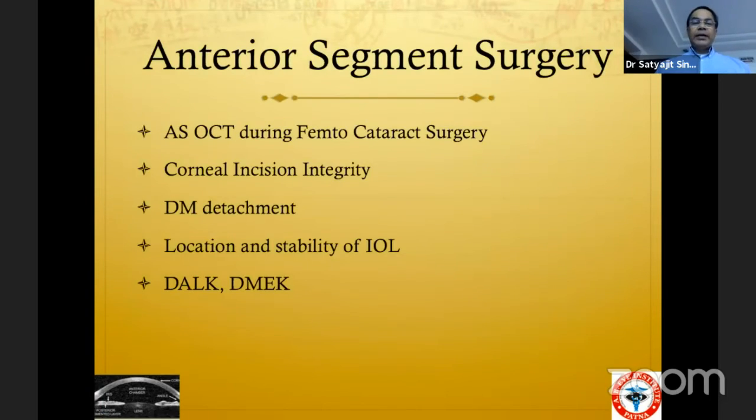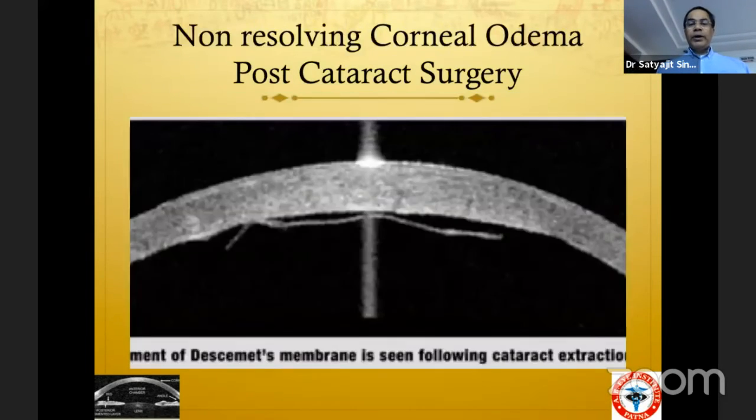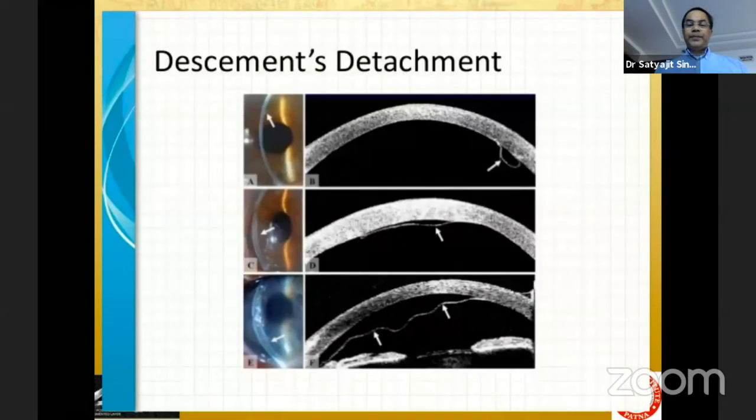In anterior segment surgery, it's useful in femtocataract surgery. Corneal incision integrity is seen with this anterior segment OCT. You can see DM detachment. You can see the location and stability of the IOL, and it's useful in DALK and DMEK. So post-cataract surgery, you can see the thickness of the cornea if the vision is not good. And sometimes you may also see a Descemet detachment, which you can see very clearly on the anterior segment OCT. So this is again a picture of the Descemet detachment.